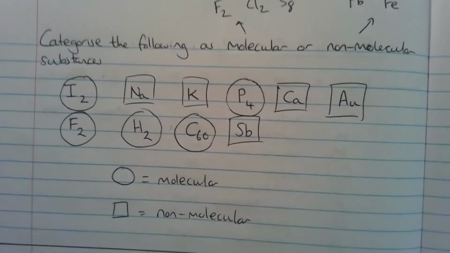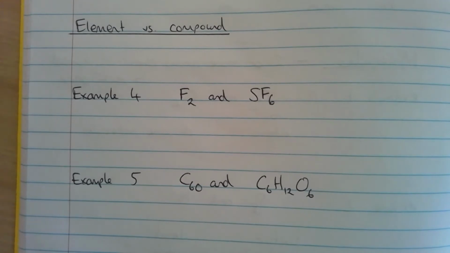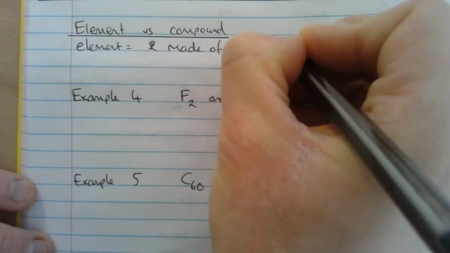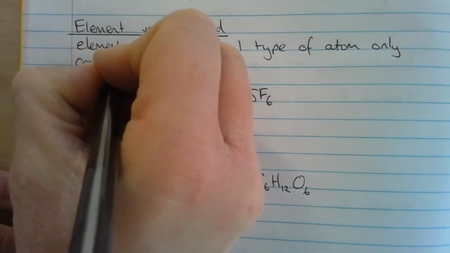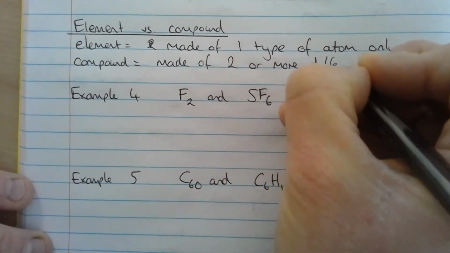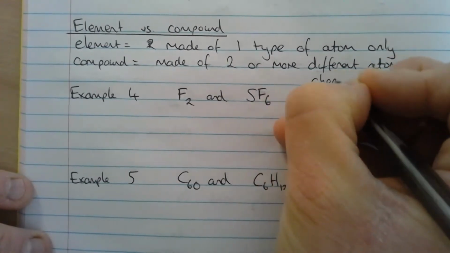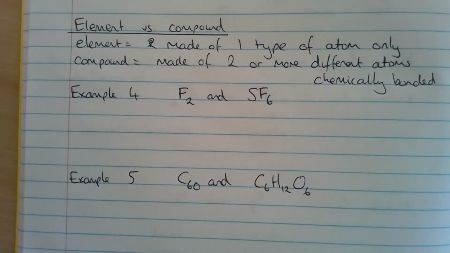Okay, right, we now need to be able to talk about what we mean by an element as compared to a compound. And this is where we need to be careful with our definitions of molecules as well, because we can have molecular elements and non-molecular elements. So, an element is made of one type of atom only. A compound is made of two or more different atoms chemically bonded. So we've seen that idea about chemically bonded before to do with molecules, but we need to see that we can actually have molecular elements as well as non-molecular elements.